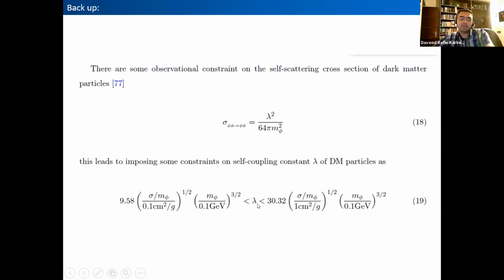Here you can see that we have a range for the coupling that is derived based on considering sigma over m, which is coming from galaxies and clusters, which is around 0.1 to 1, as you can see here.